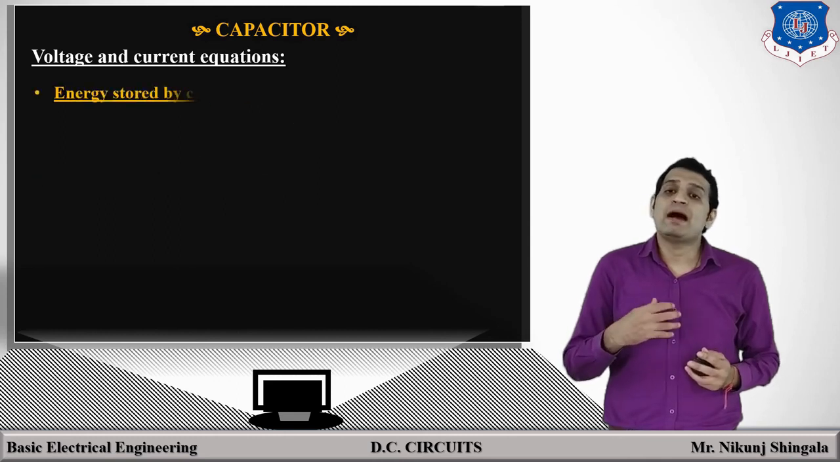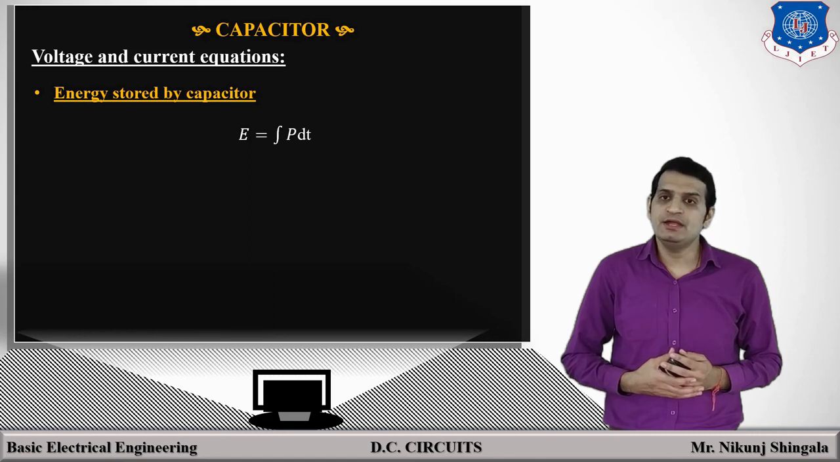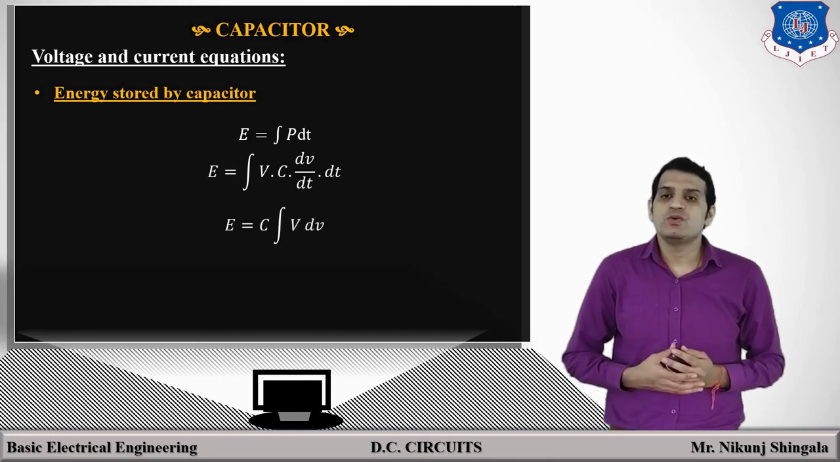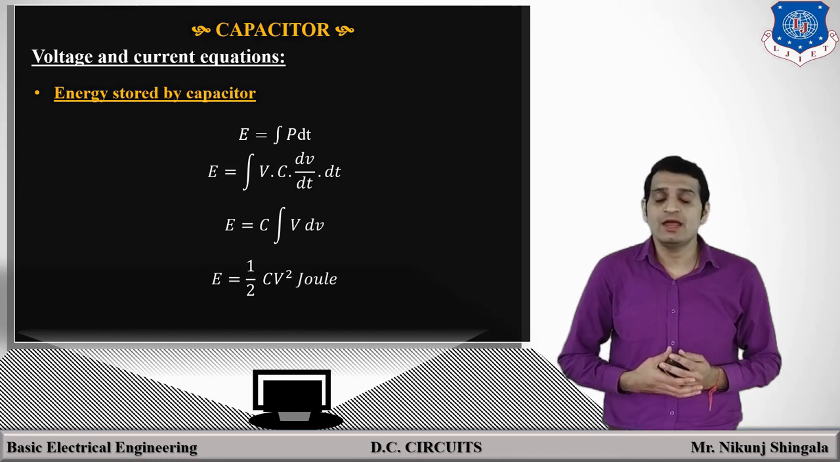Now the energy stored by a capacitor. E is equal to integration P dt. So E is equal to integration V into C into dV by dt into dt. So E is equal to C integration V dV. Integration of V dV is nothing but V square by 2. So energy E is equal to 1 divided by 2 C V square joule.